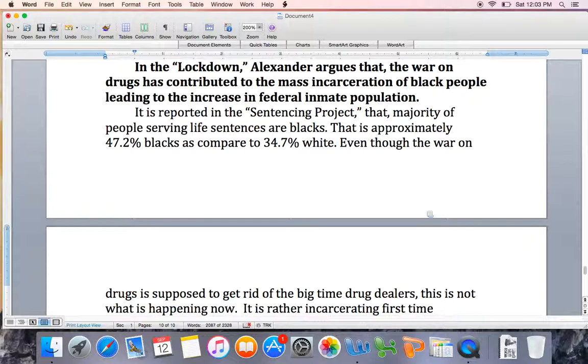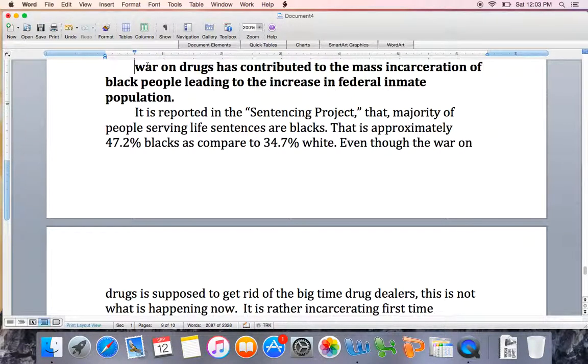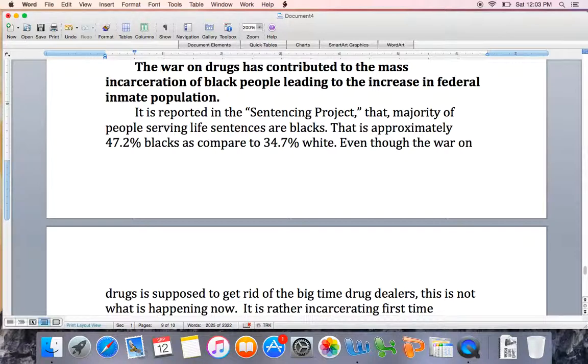In The New Jim Crow, Alexander argues that the war on drugs has contributed to the mass incarceration of Black people, leading to the increase in federal inmate population. Now, if this is your introductory statement, it leads me to believe that you are going to really just look at Alexander, which is not necessarily the case, mostly because we know you had a chart that you had to look at. So, what I would do is start with: the war on drugs has contributed to the mass incarceration of Black people, leading to the increase in federal inmate population. This way, you can use Alexander later on as support.